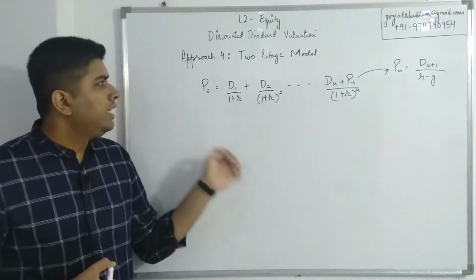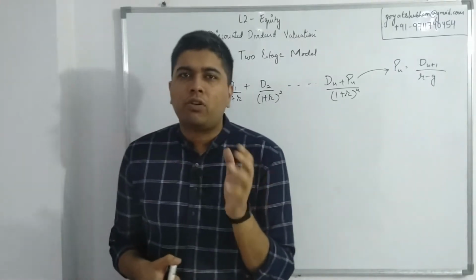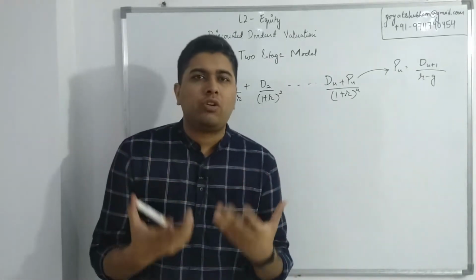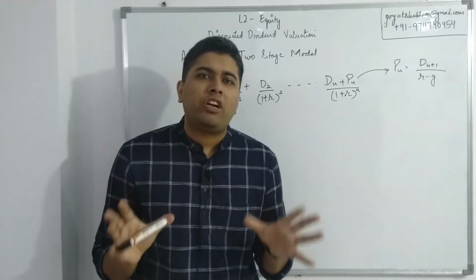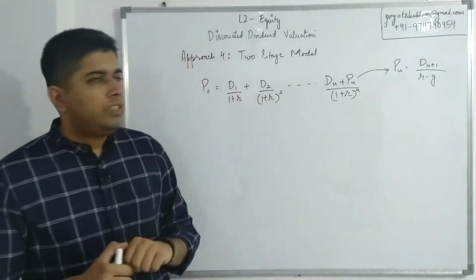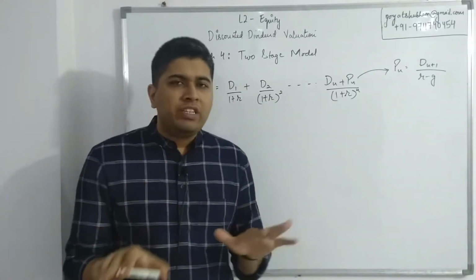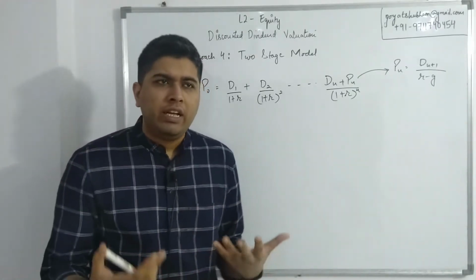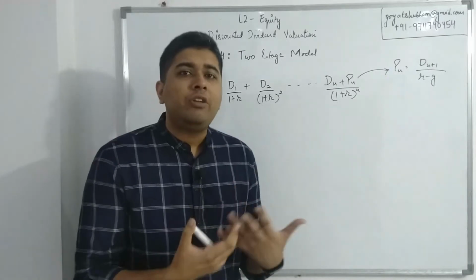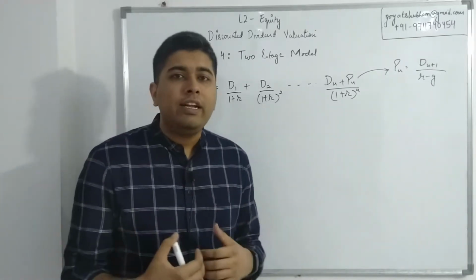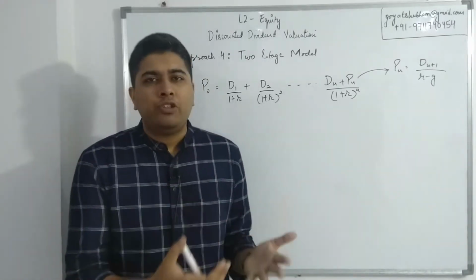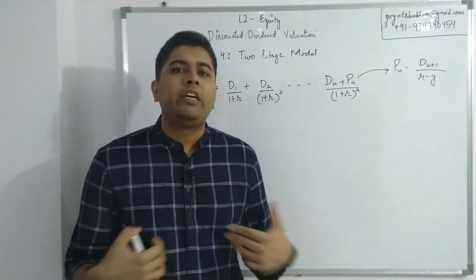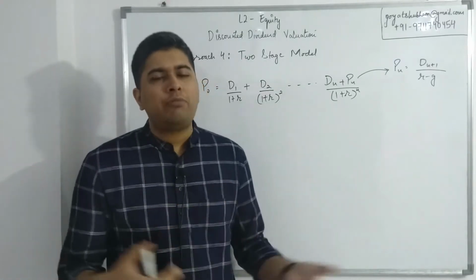Two-stage model says that a company cannot have a constant growth. The Gordon growth model was saying that the company would have one constant growth rate throughout, which is not realistic. So the two-stage model is saying that a company can experience two different stages of growth. Initially, when the company is into a new business or a new industry, they might experience an initial period of very high growth. And as they mature as a company, they will experience a stage of constant lower growth rate for maybe perpetuity.